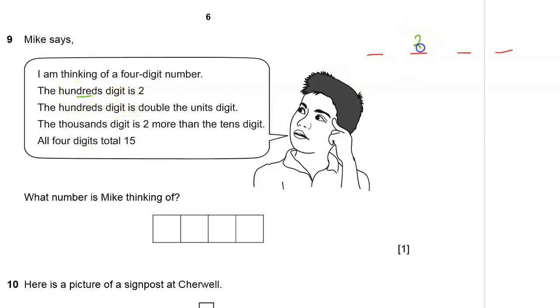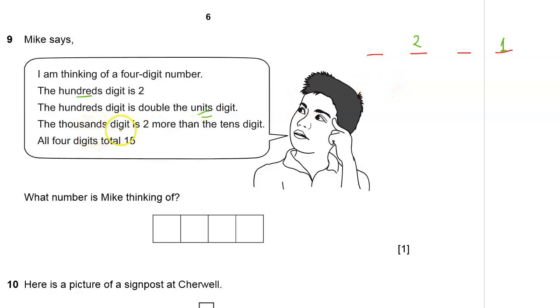Yeah, that's correct. That is the hundredth. This is the thousandths, hundredths, tenths, and units. And that is 2. And the hundredth digit is double the units digit. So 2 is twice the unit digit. Therefore, 2 divided by 2, that gives us 1 right there.